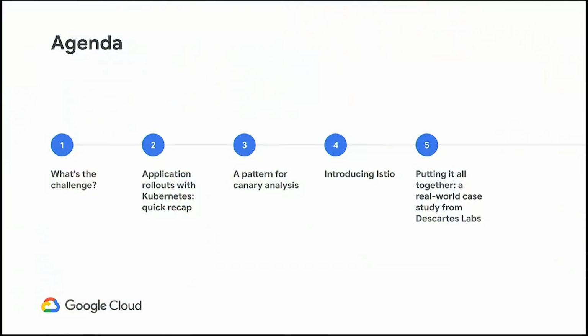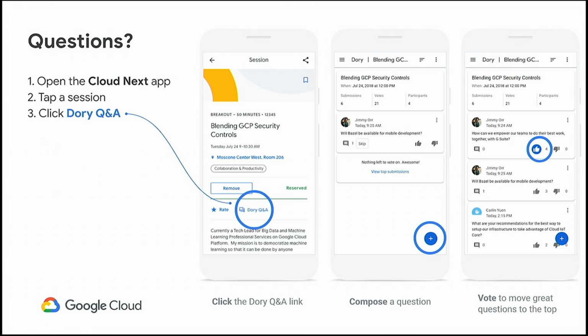Thanks, Nora. So let me briefly give a quick overview of what we're going to try and cover today. I'm going to start with a quick introduction to what's the actual challenge, what's the problem we want to address. I'm going to do a very quick recap of what Kubernetes also offers out of the box for application rollouts. We're going to use some of those options to talk about a pattern that you can use to implement Canary Analysis. We're going to talk about what you get if you add Istio into the mix, some additional options. And then we're going to stop with the theory in my slides, and Nora's going to talk about what this actually looks like in practice at Descartes Labs.